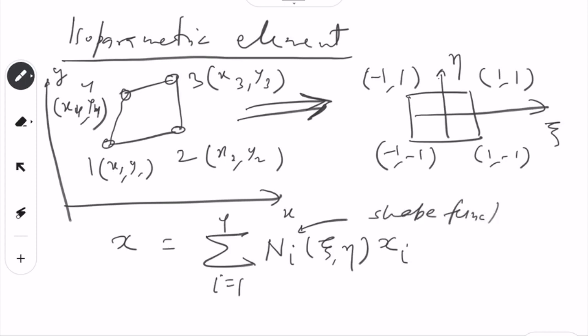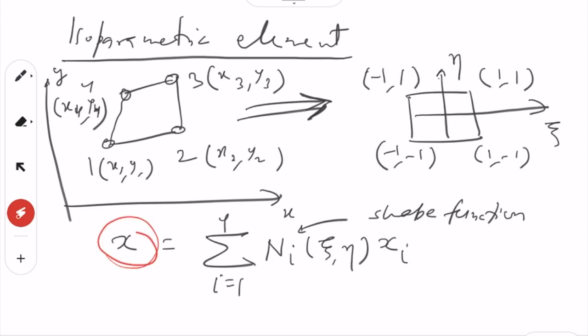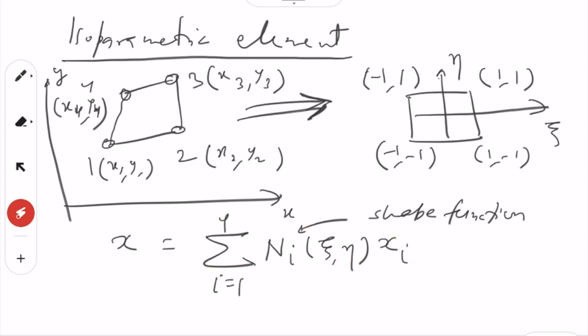Shape function. Okay, we have the shape function itself. The way we define the test function, we are defining the coordinate system itself like this, and it works. You can see that.